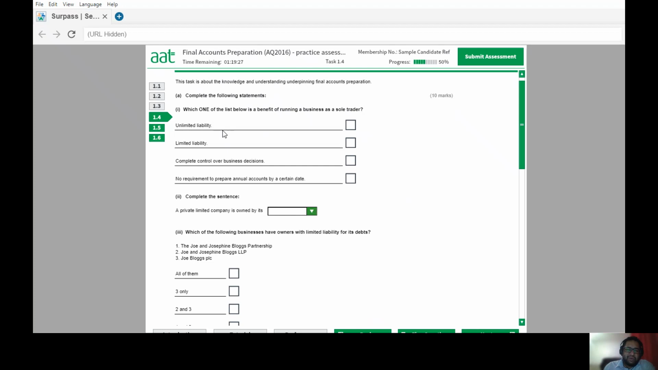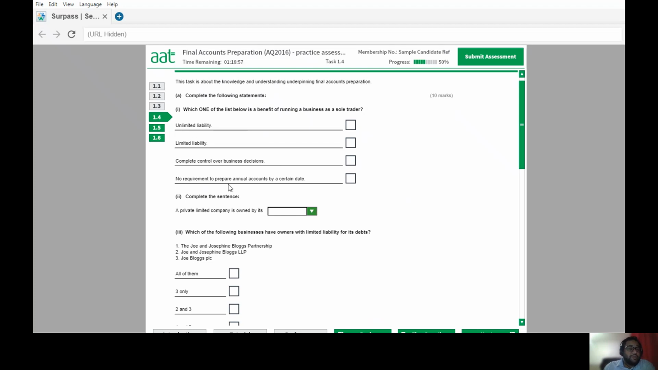Unlimited liability. Do you think that's going to be a benefit for you? No, that is some kind of a cons. And then limited liability, it's not true because as a sole trader, you don't have a limited liability. So therefore, that is completely a false answer. Complete control over business decisions. Of course, as a sole trader, you are the only one who has the ultimate choice of what you want to do and what you don't want to do. Therefore, that is absolutely right. That is the biggest benefit of being a sole trader.